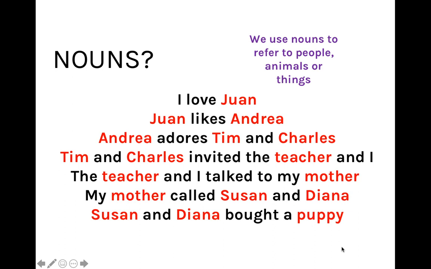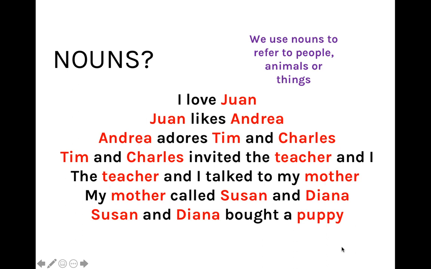In the first sentence, I love Juan. The noun is Juan. In the second sentence, Juan likes Andrea. The nouns are Juan and Andrea. In the third sentence, Andrea, Tim, and Charles are the nouns. In the next sentence, Tim and Charles invited the teacher and I. The nouns are Tim, Charles, teacher. In the next sentence, the teacher and I talked to my mother. The nouns are teacher and mother.